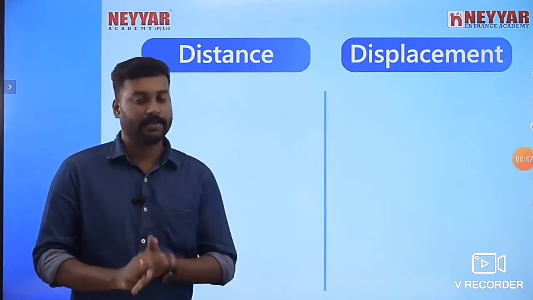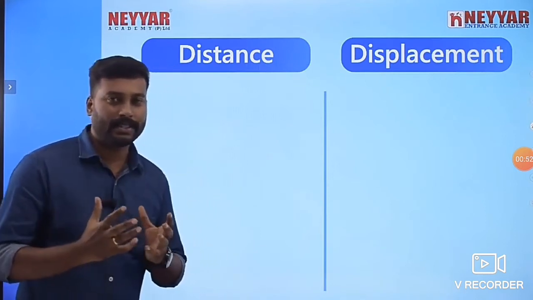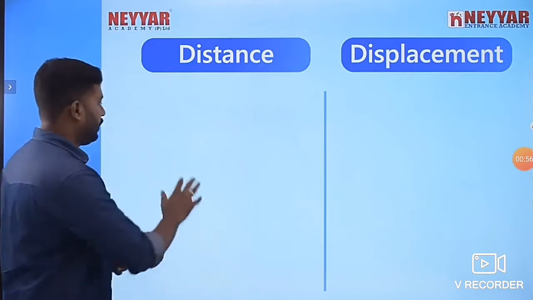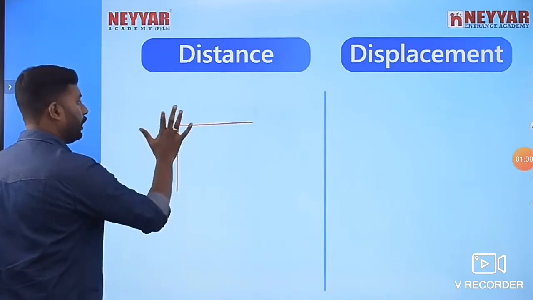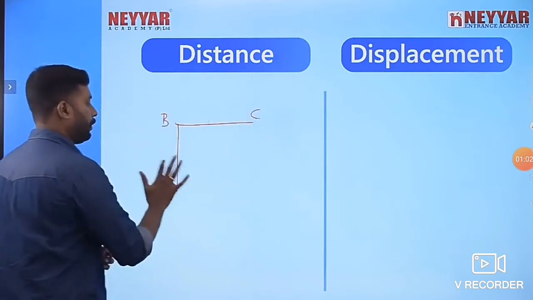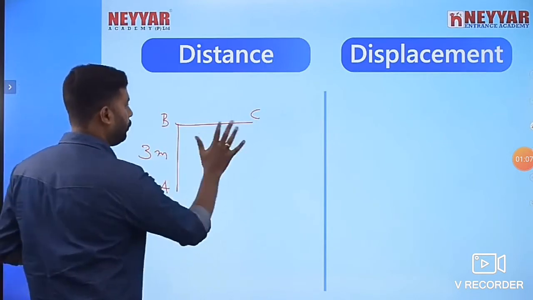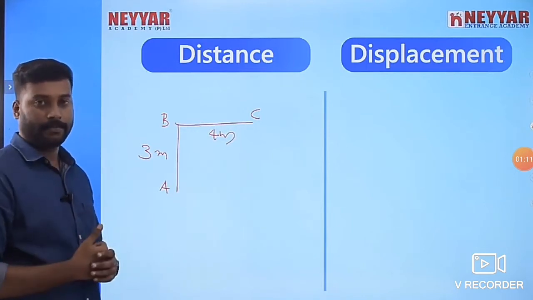From our small classes, we are learning about these topics, distance and displacement. First, have a look at the difference between distance and displacement. What is distance? Suppose a particle is moving from point A to C through the point B. Suppose the distance between A and B is 3 meters and the distance between B and C is 4 meters. Then, what is the distance?